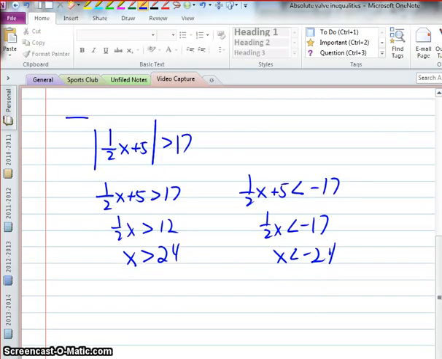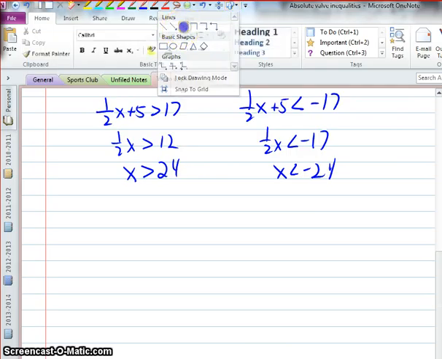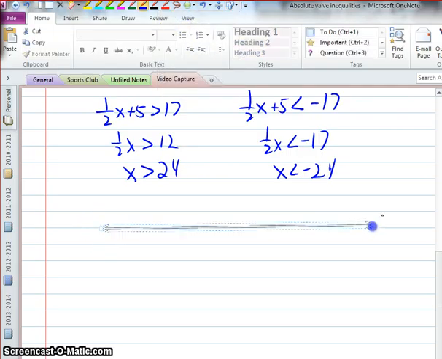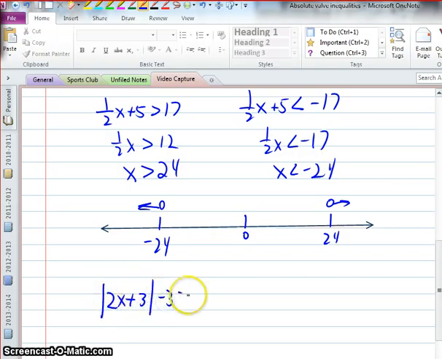So I got two things here. I'm going to graph them on the same number line, and I've got greater than 24, open circle, and less than negative 24. So, see, the arrows are pointing away from each other, or they're pointing towards each other, but never going in the same direction. And then applying some of our rules from absolute value equations, you can see how to solve some of these other guys.